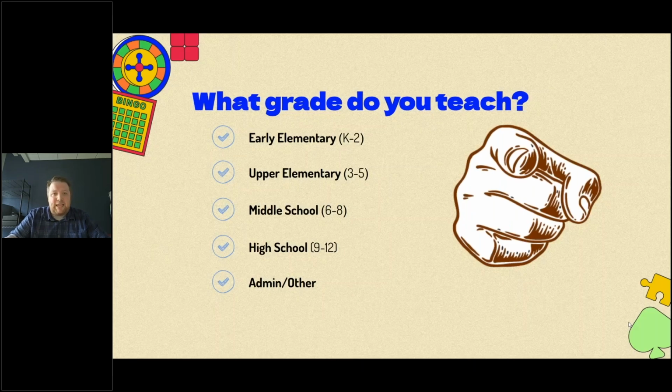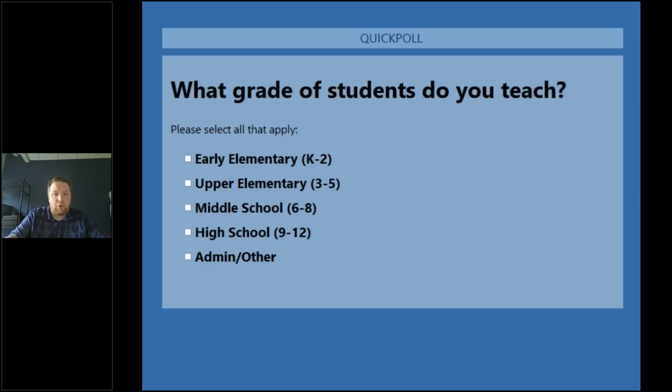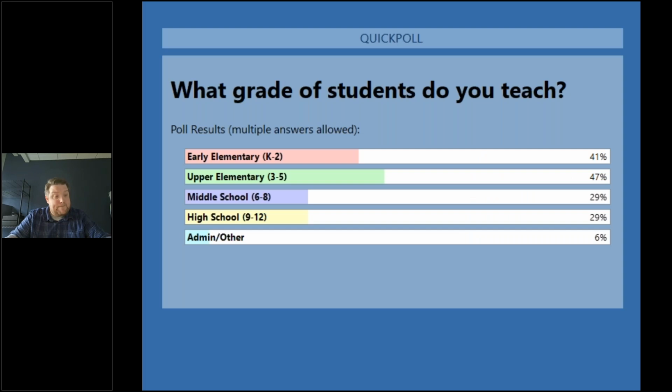Before we get into the content here, I just want to know who's here. So Robin's going to launch a poll real quick, just knowing what grade you teach. You're still rolling. I'm going to give it about 5 more seconds and then close it out. All right. So it looks like we are 47% upper elementary, followed by 41% early elementary. Middle and high school are both at 29%, and then 6% admin and other.